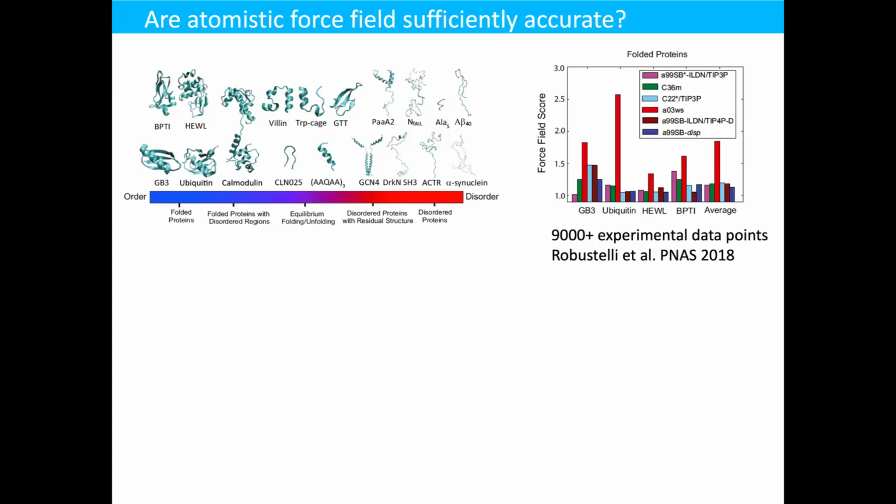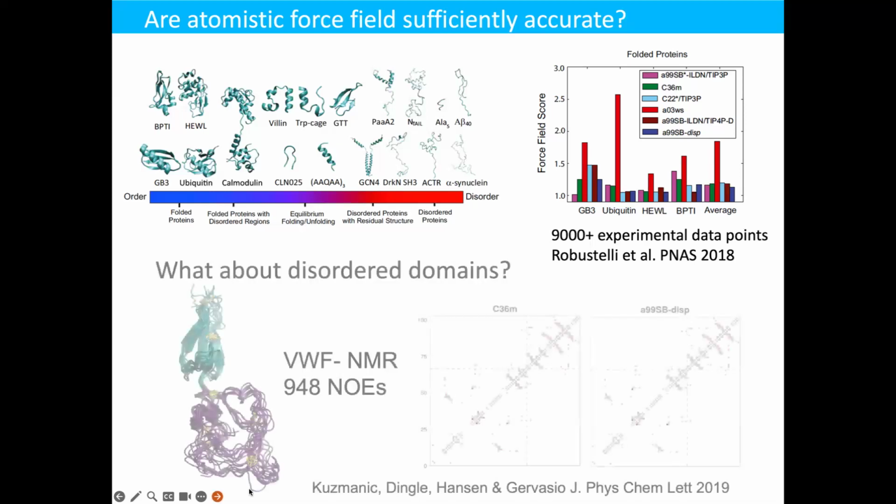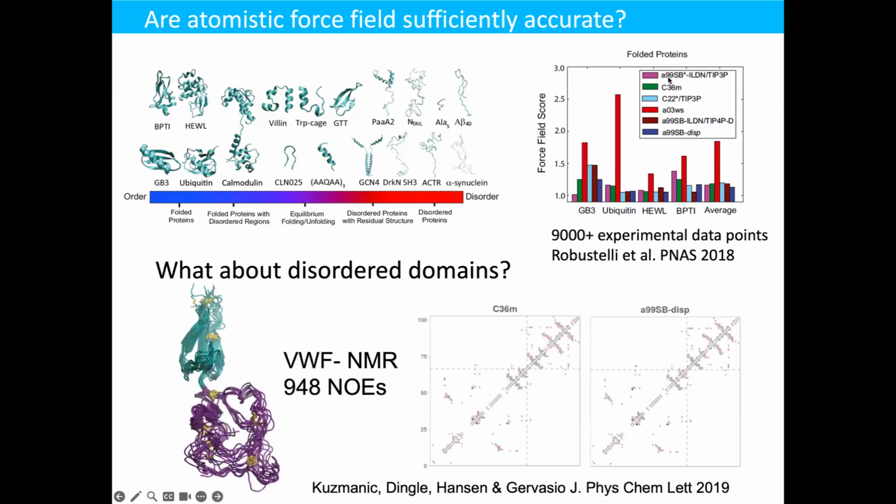Now, luckily, many papers have reported that more recent force fields like CHARMM36M, Amber DISP, or the latest version of Amber are more balanced. So they are able to capture well both the well-folded and also intrinsically unfolded parts. For instance, many people looked at this. We also looked at this in combination with NMR for the full von Willebrand factor, for instance.